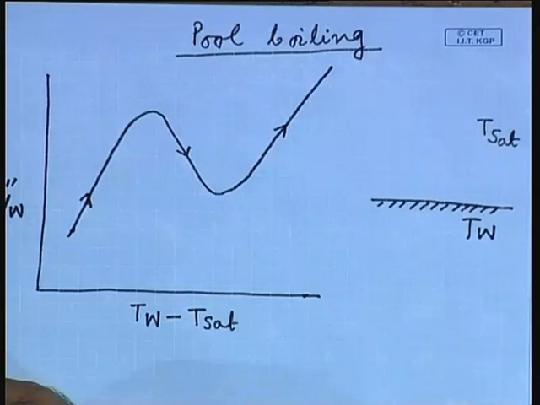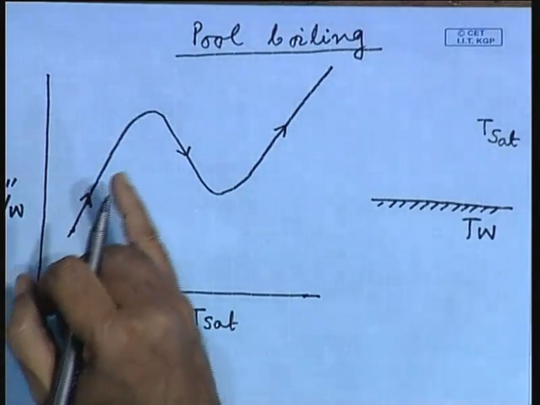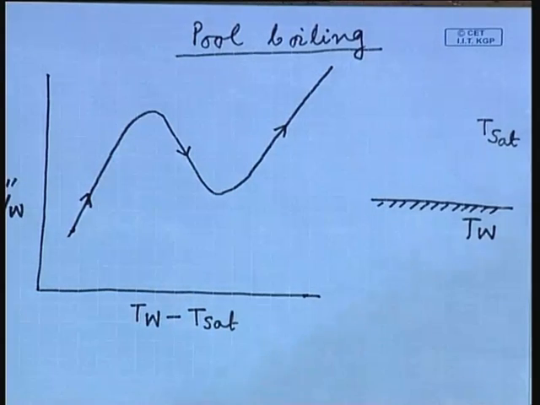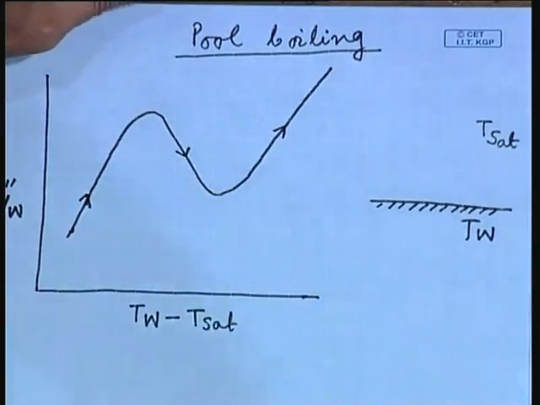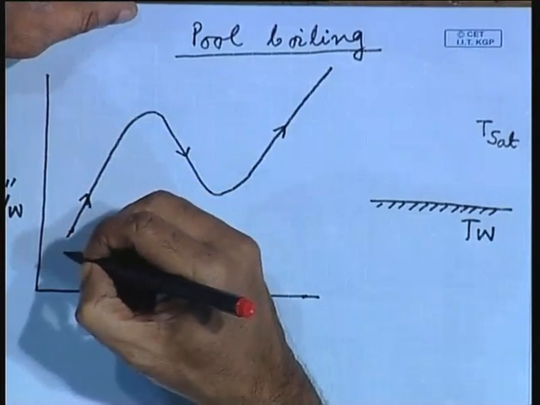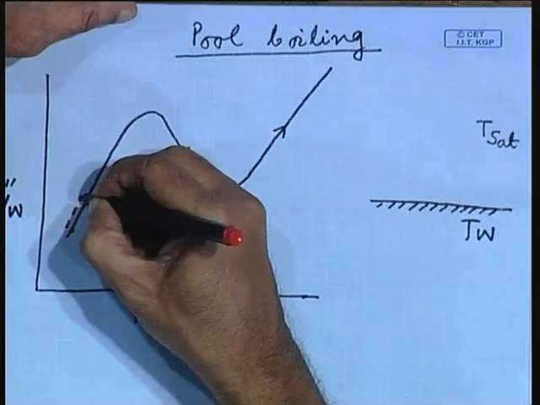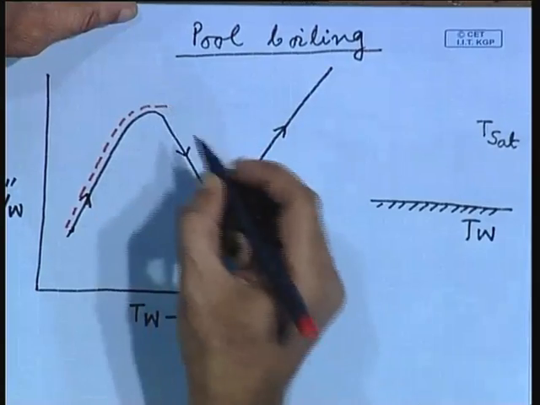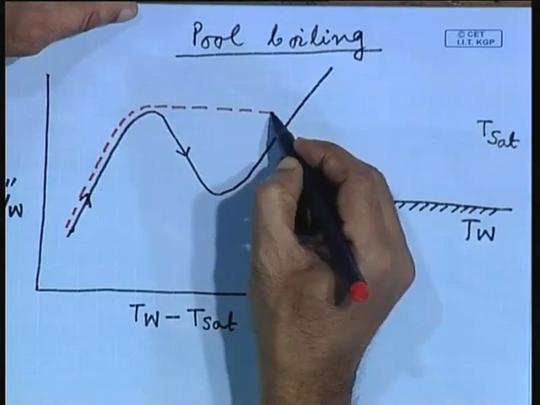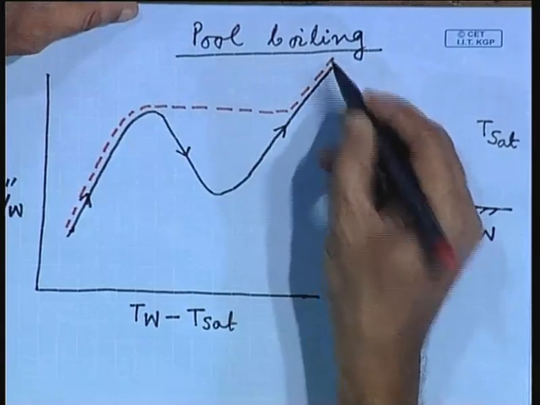The pool boiling curve, which I have shown, is generally obtained when the temperature of the heating surface is independently controlled, irrespective of the wall heat flux. We will get this kind of a curve. Whereas, if we try to control the heat flux, what we will get is slightly different. Suppose we are heating and gradually increasing the wall heat flux. Then we will get a curve which is given by this broken red line, but there will be a difference with the previous curve. We will get a pool boiling curve like this.